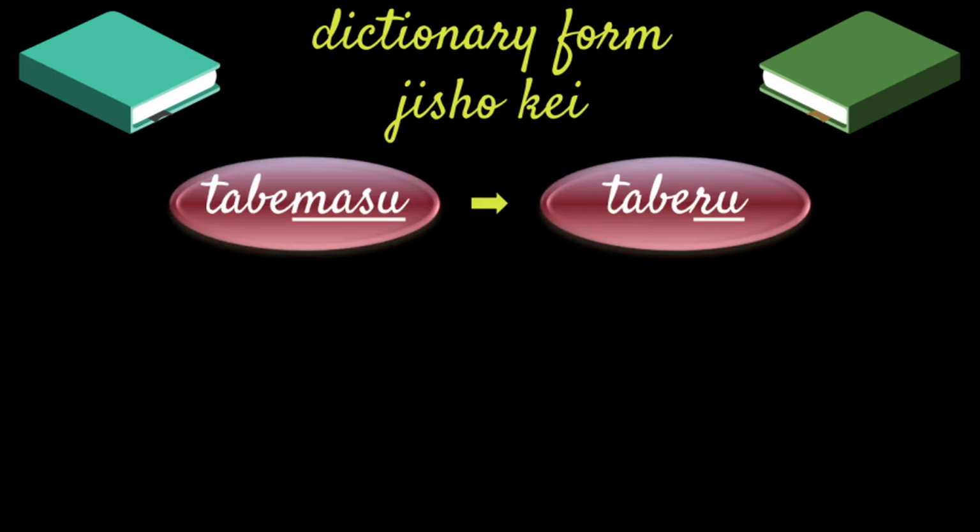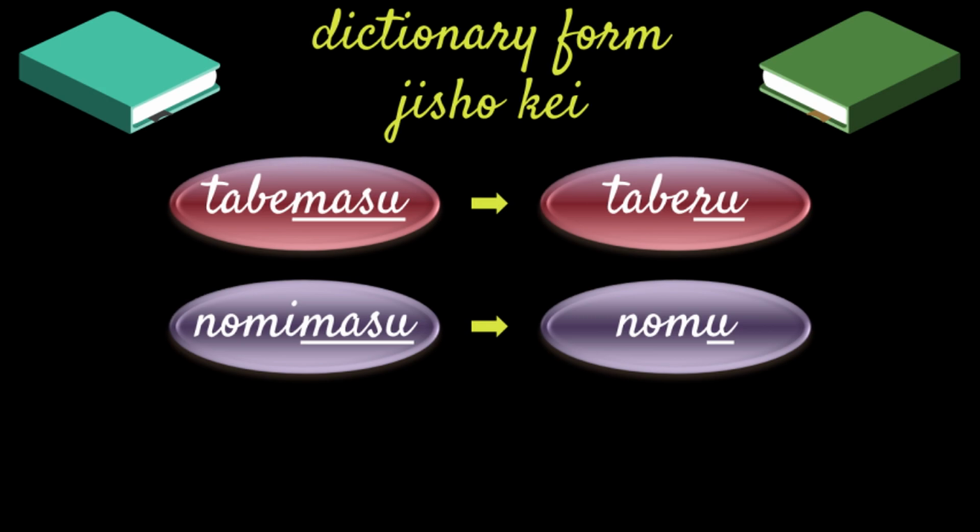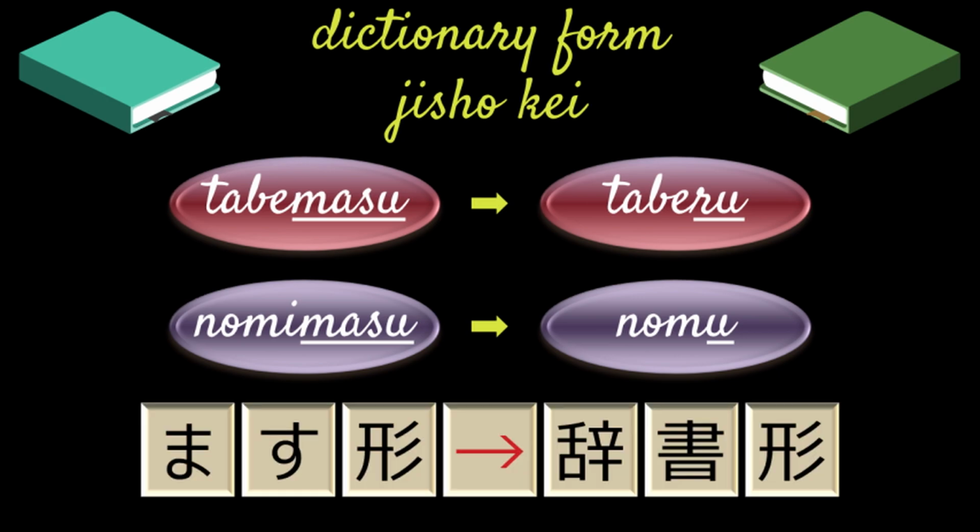For the verb tabemasu, which means to eat, its dictionary form is taberu. And this is what you will find in a Japanese dictionary. Let me give you another example. For the verb nomimasu, which means to drink, its dictionary form is nomu, and this is what you will find in a Japanese dictionary. Actually, many sentence patterns use the dictionary form of verbs, for example, to express one's ability or one's intention or one's hobby, etc. But before you learn them, you must know how to change the verbs ending with masu to their respective dictionary forms. Now, let us see the rules to construct the dictionary form.